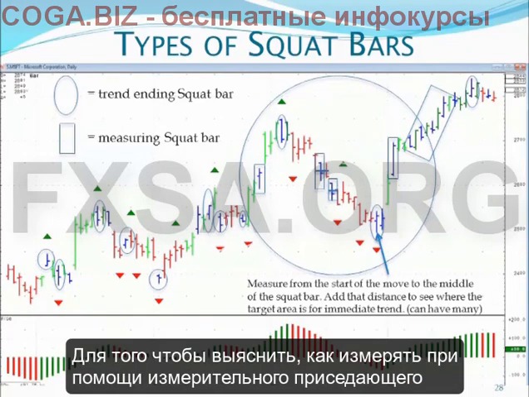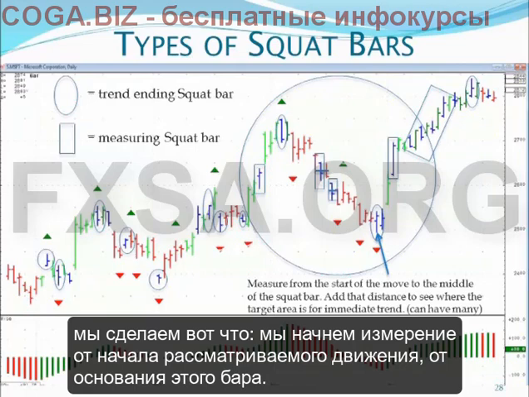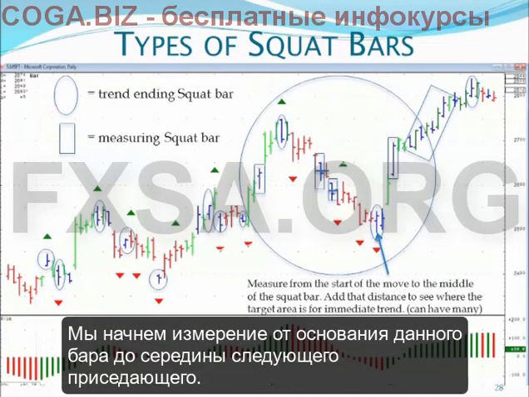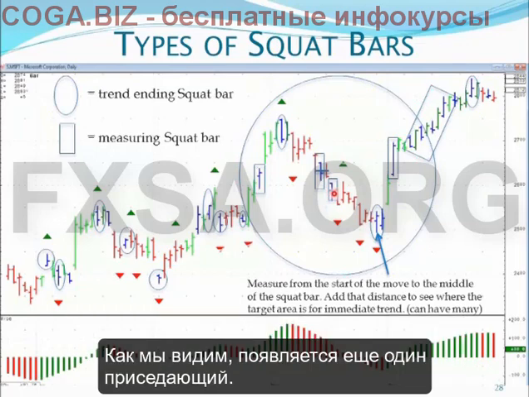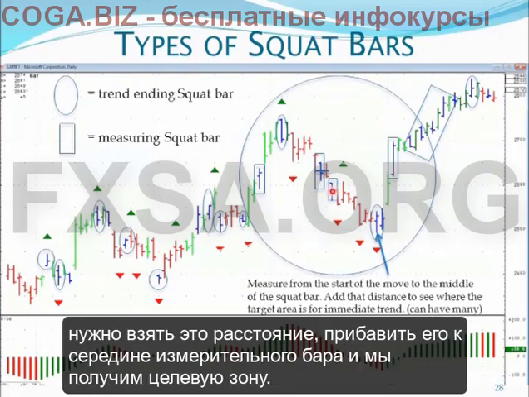If we're going to try to figure out how to measure the measuring squat and get a distance target zone for the immediate trend, we're going to start from the beginning of the move, the bottom of this bar, where my arrow is pointed. We're going to measure from the bottom of that bar to the middle of the next squat. Now as we see, the next one came out. So if we start our measurement from the low of this bar to the middle point of the squat bar, take that distance and add it, it gives us a target zone.